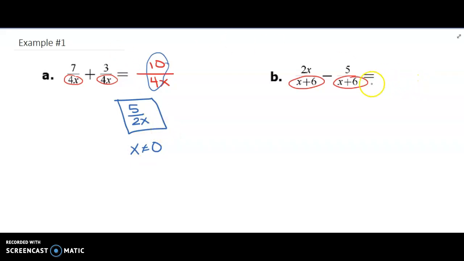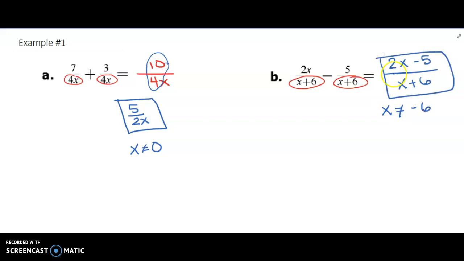So if we go to part B, guys, same thing, we already have like denominators. This time we're subtracting, not adding, so we just subtract the top, so 2x minus 5 over x plus 6. This doesn't simplify anymore. x is not equal to -6. This would be my final answer.